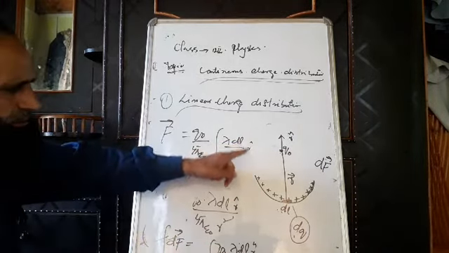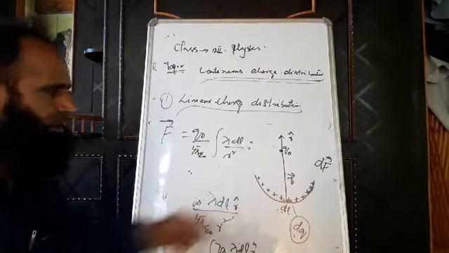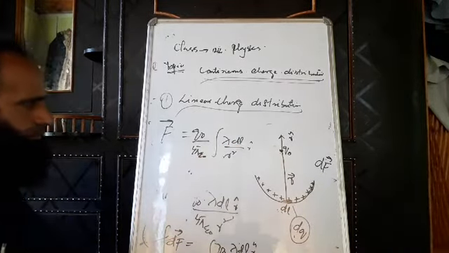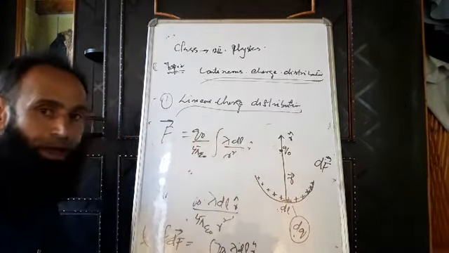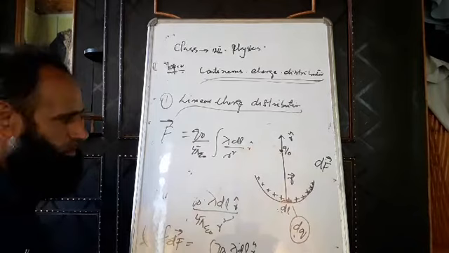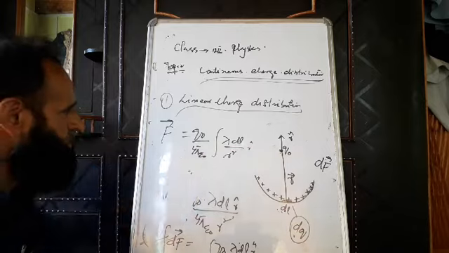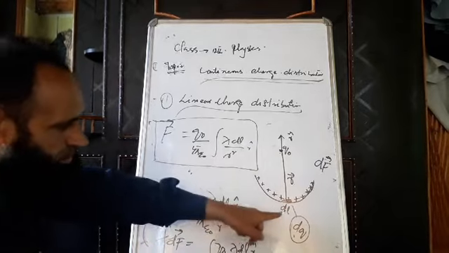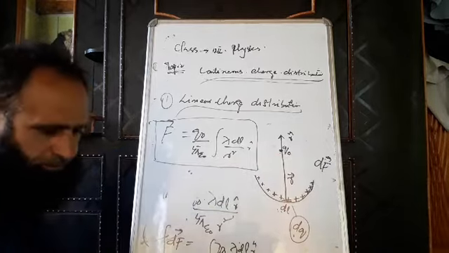What would be the length of this? If it is circular, we use the circumference of a circle, 2 pi r, not pi r square. If it is a full circle, we use 2 pi r as the length L. So we can find the interaction force between this charge element dq and the charge q naught.